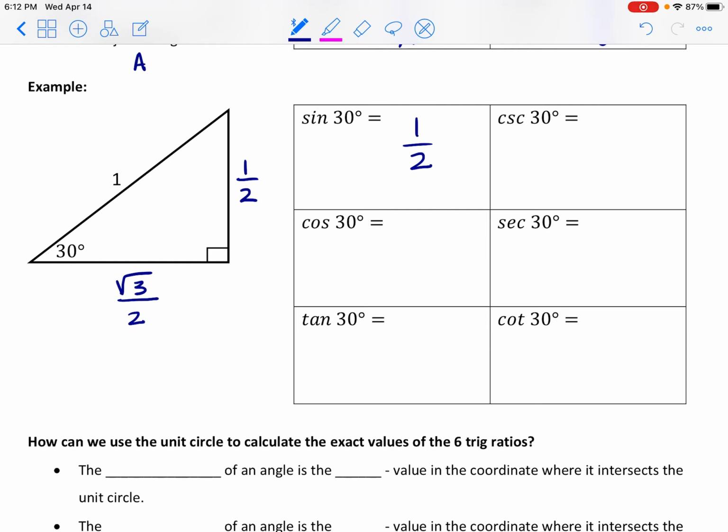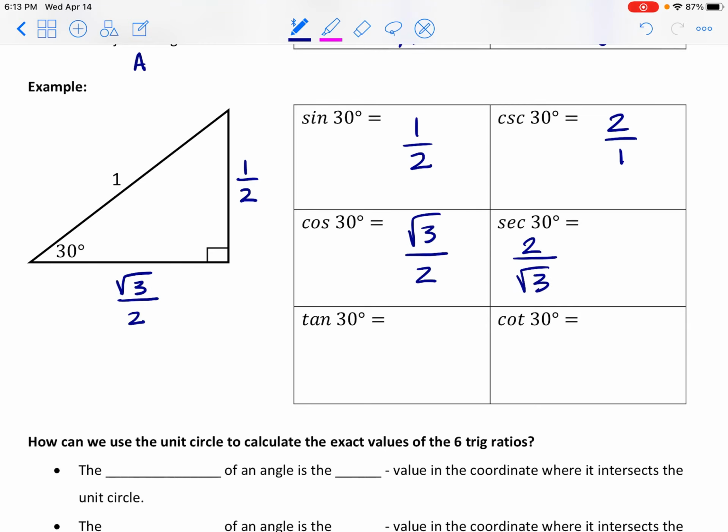Now, cosecant is the reciprocal. So the cosecant for 30 degrees would just be 2 over 1. Okay, cosine for 30 degrees. Cosine was the adjacent over the hypotenuse, but again, dividing by a hypotenuse of 1 is not going to change that value. So the cosine was just radical 3 over 2, which means the secant is the reciprocal of that. So that would be 2 over radical 3.